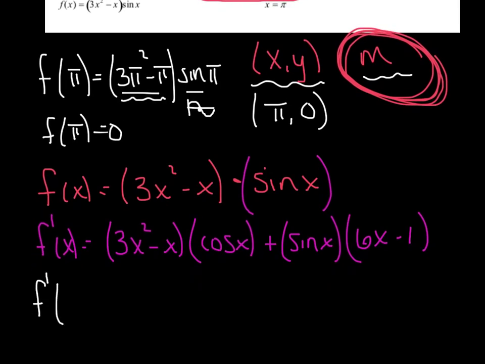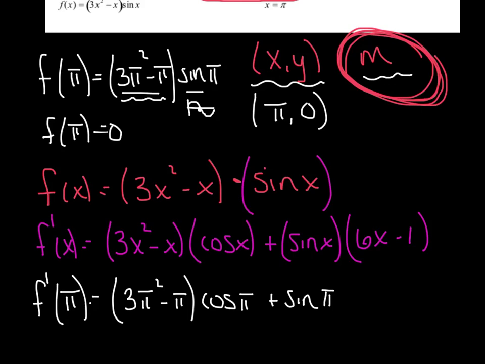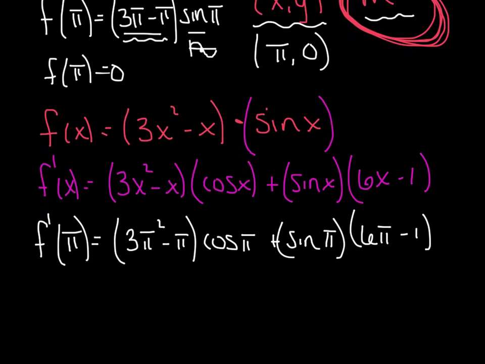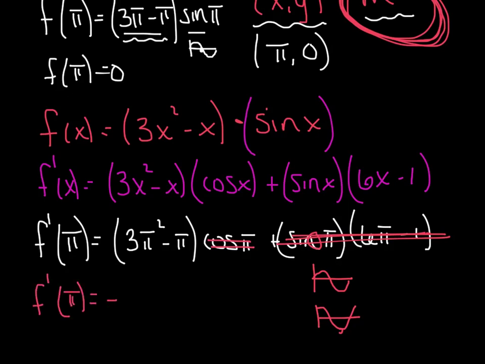So now I'm just going to evaluate f prime of pi. So I get 3 pi squared minus pi times the cosine of pi plus the sine of pi times 6 pi minus 1. Now you might be getting a little nervous because that looks extremely ugly, but remember these are trig values. And we already said that the sine of pi is 0, and 0 times this kills that, so that's nothing. And how about the cosine of pi? Well, the cosine of pi is negative 1, so I'm going to scratch that and put a negative in front and say that my slope is negative 3 pi squared plus pi.